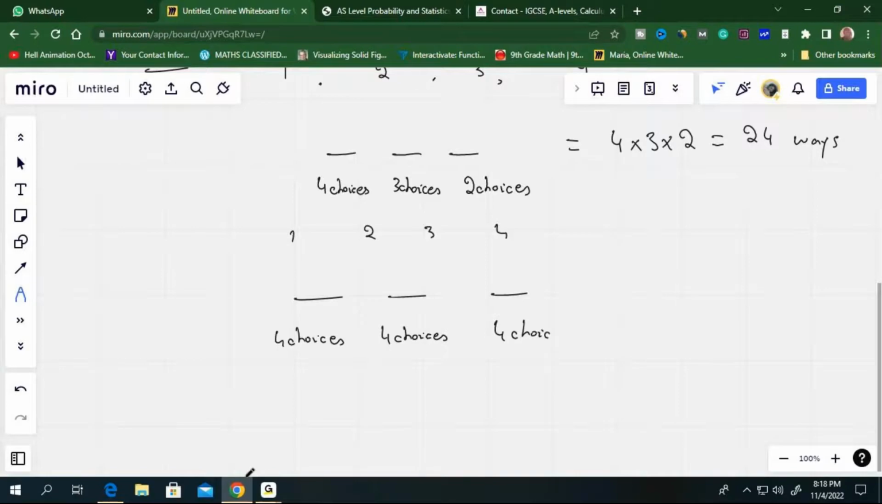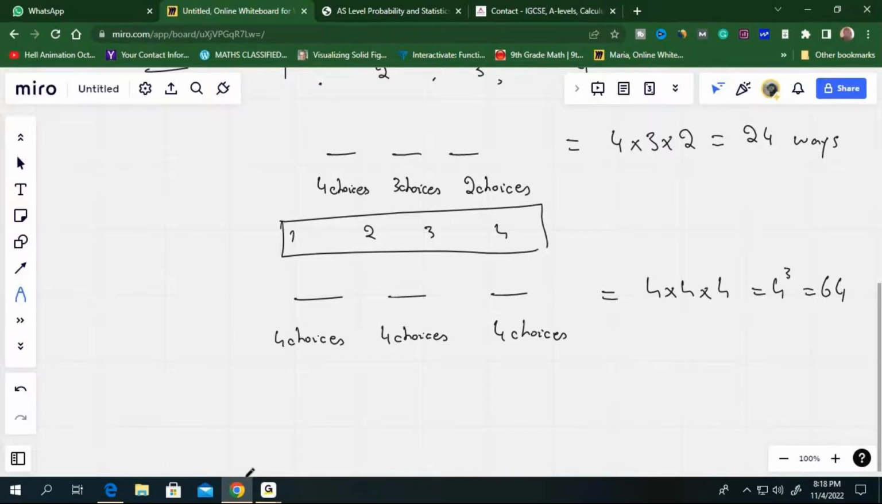So in this manner, you have 4 into 4 into 4, that is 4 cube ways, that is 64 ways in which you can form three-digit numbers. So you can make 64 three-digit numbers from this provided set, in which the digits are getting repeated. All right.